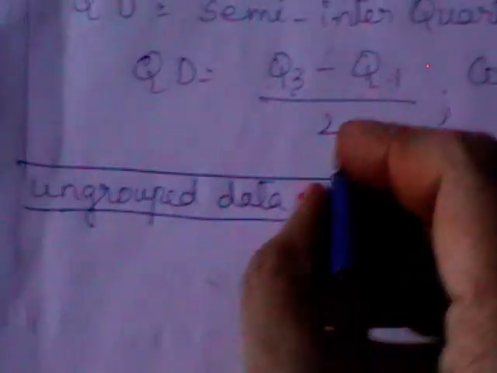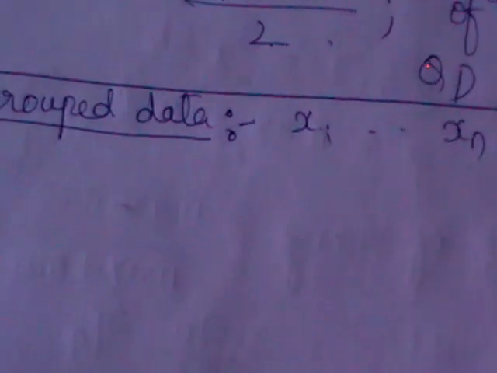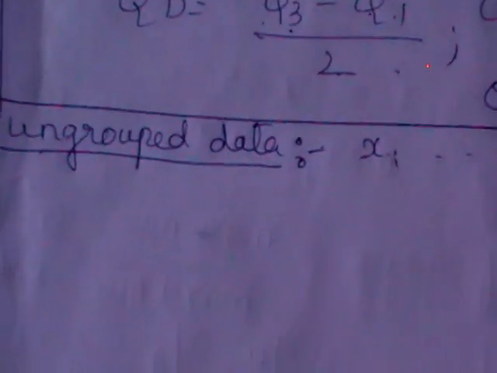Got it? Now let us come back again. Ungrouped data: you don't have any frequencies. A number of observations will be given on a variable x. So this is the formula Q3 minus Q1 by 2, and this is the formula for the coefficient of quartile deviation.